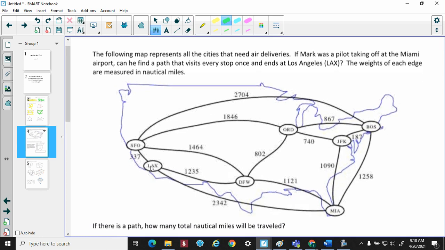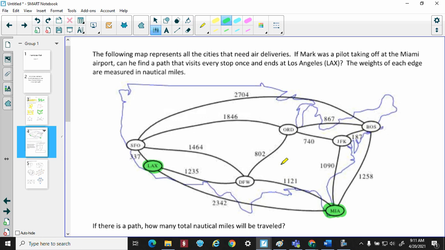I'm pretty much going to finish up with probably this one right here, just to put a story behind the graph. Just bring some more realistic situations here. The following map represents all the cities that need air deliveries. Mark was a pilot taking off at Miami Airport. Can you find a path that visits every city and ends in Los Angeles? So he's taking off in Miami because that's what the directions say, and he's finishing in Los Angeles. So we have to find a path that goes through everything.